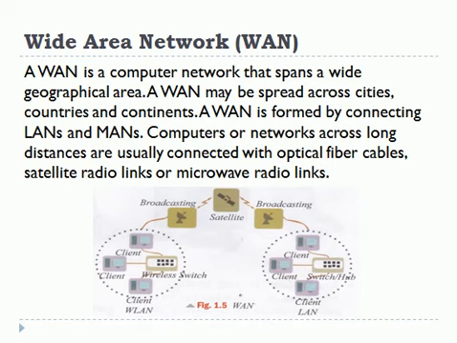This network is the largest network in the world. A WAN may be spread across cities, countries and continents. The famous example of a WAN is the internet. Computers and networks over long distances are usually connected with OFC, optical fiber cable, which I told you about in part 1, satellite radio links, or microwave radio links using antennas. So it is the largest network over the earth.